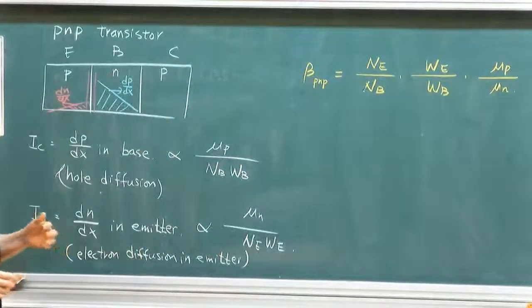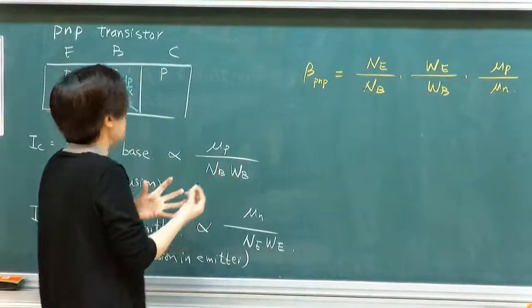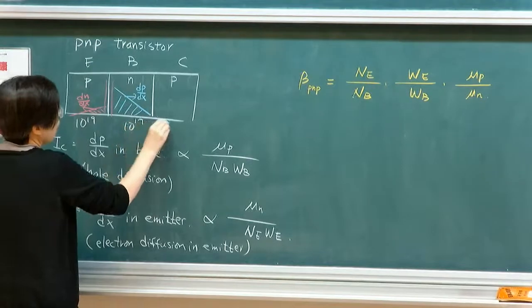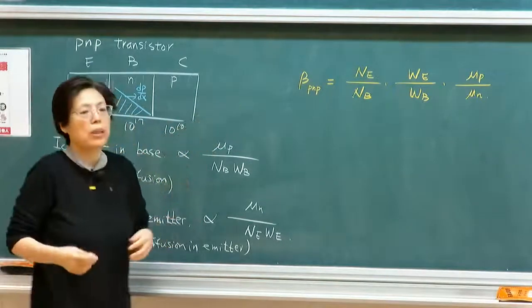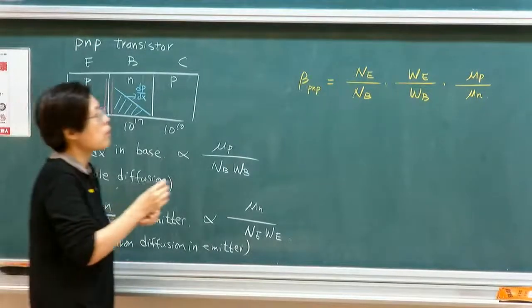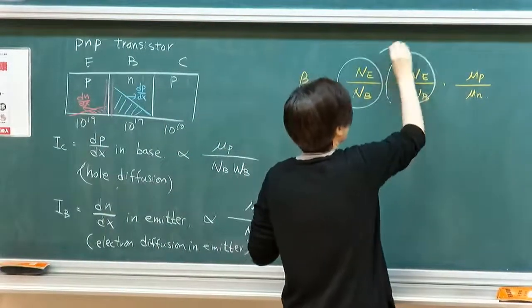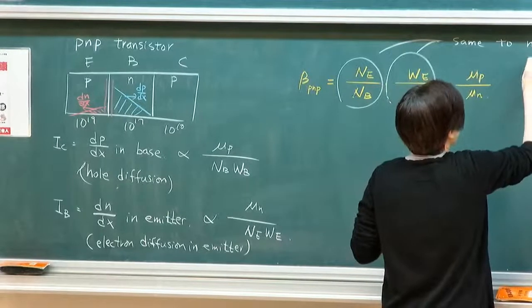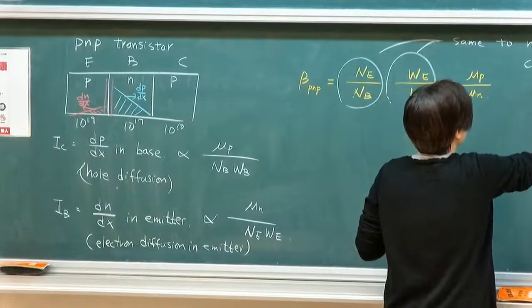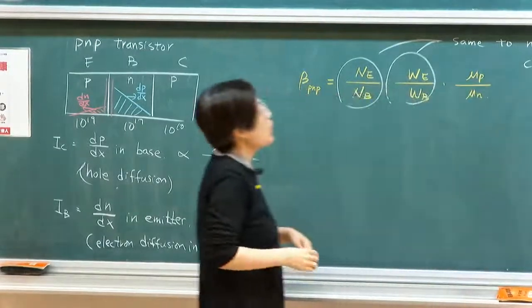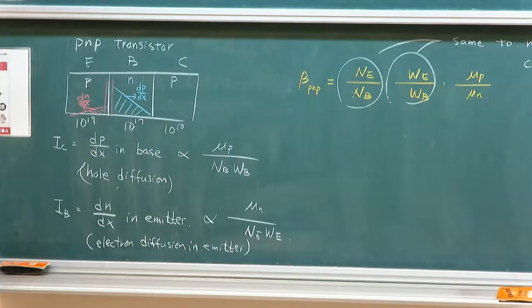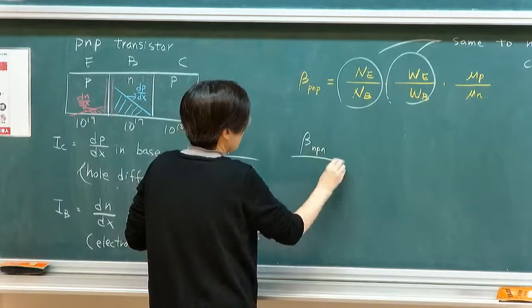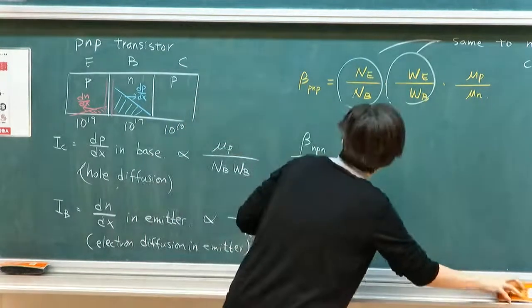So what happened, why don't we pick the PNP transistor? For the same discussion, if I have the same doping level as an NPN counterpart, the same doping level and the same WE/WB ratio, if these remain the same as the NPN counterpart, I want you to compare it with an NPN. I should use the PNP.